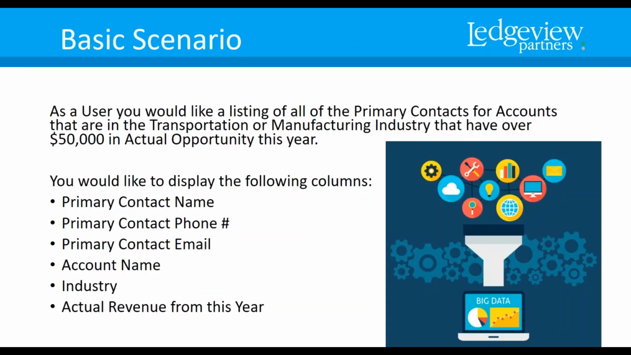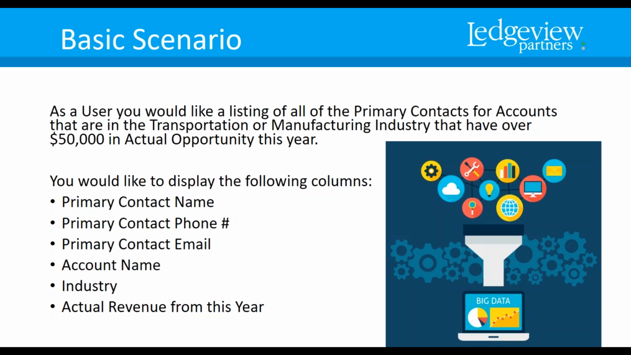All right, now we're going to jump into our scenarios. So we're going to do 3 different scenarios today. First one is our basic scenario. So we are looking at, as an individual user, you want to look at a listing of all the primary contacts for your accounts that are in the transportation or manufacturing industry, and they have over $50,000 in actual opportunity this year.